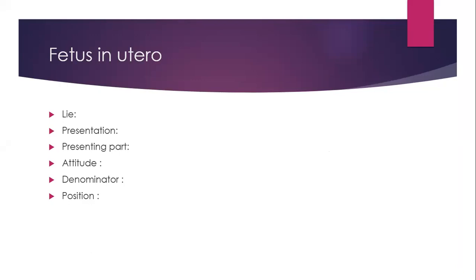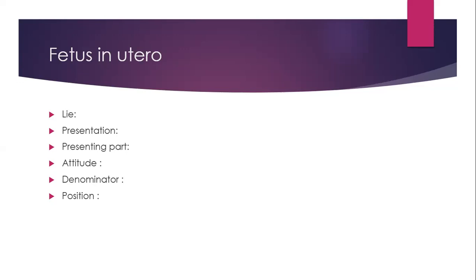What do you mean by lie? Vertical position, or the position of the baby's vertebra and the mother's. Yeah, very good. The lie is the relationship of the long axis of the fetus to the long axis of the uterus or the maternal spine. Please write it down.